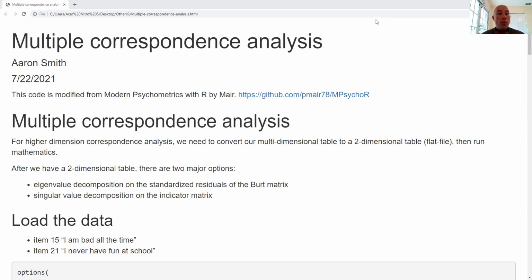Okay, all right, so the code in this example is modified from Modern Psychometrics with R by Mair, and here's the GitHub source for the code.